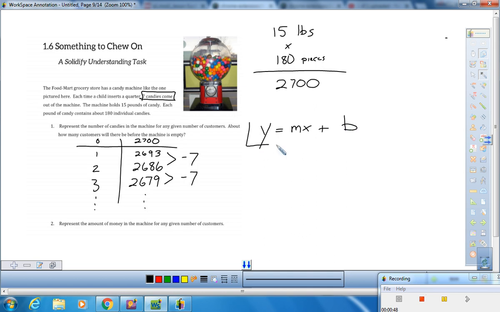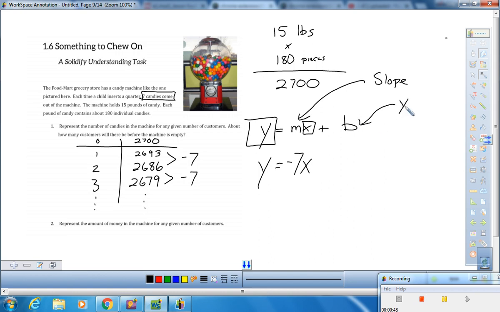First of all, the y and the x are going to stay there. That's our input and our output. X is the input, y is the output. So what is the m and the b? Well, the m is the slope. So in this case, that's -7. Okay? And what is the b?